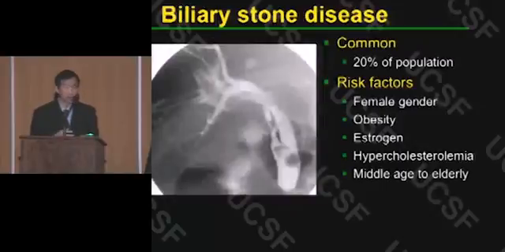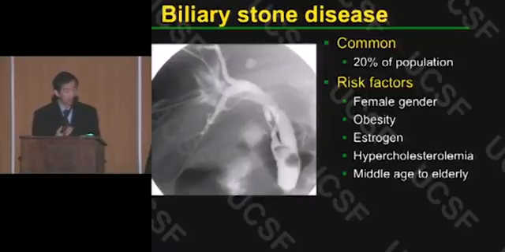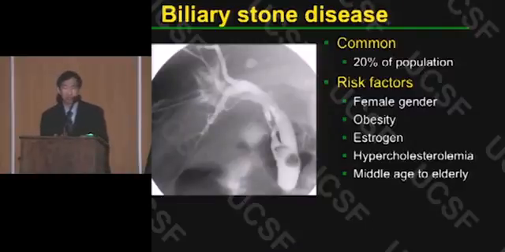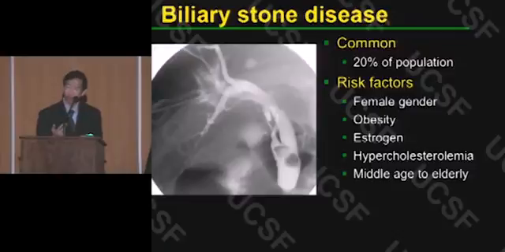And stones is one of the most common problems that can occur in the abdomen. They may be present in 20% or more of the population, and the classic risk factors are female gender, obesity, women of fertile age on estrogen or with estrogen production, hypercholesterolemia in middle age to elderly, but any patient of any age and any gender can have gallstones or biliary stones and get complications thereof.